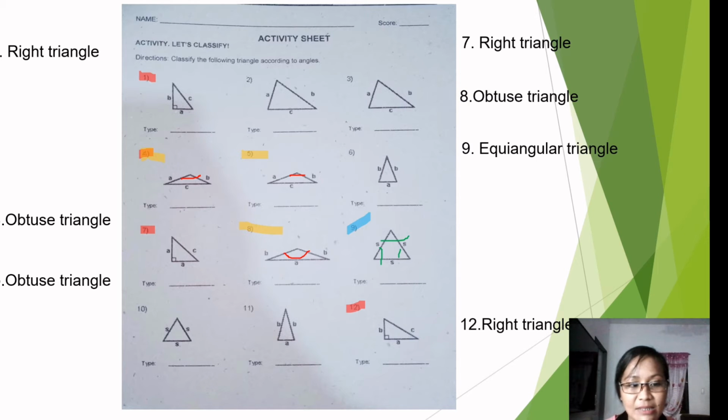Number 10 is also an equiangular triangle. Why? Because it states here S times S times S. That means all the angles are congruent. Therefore, number 10 is an equiangular triangle.